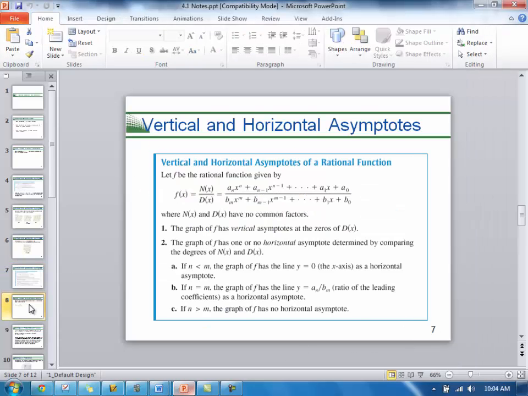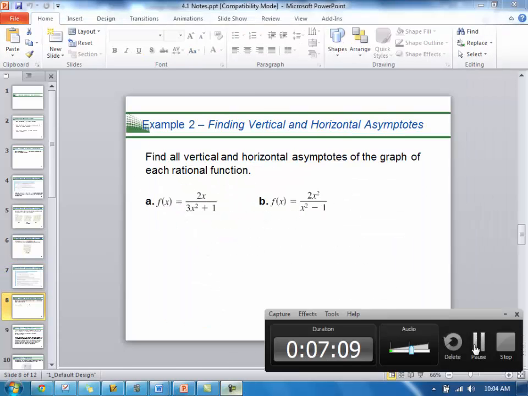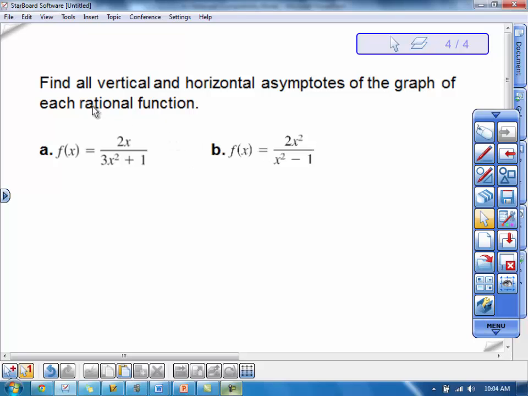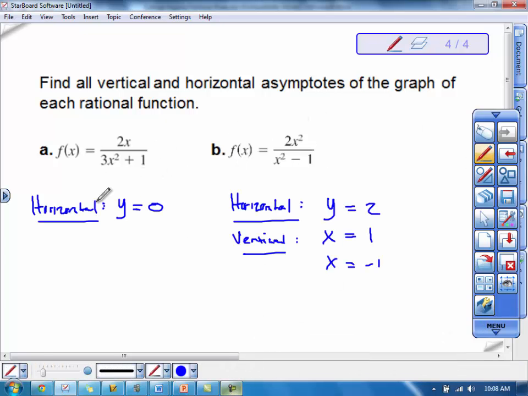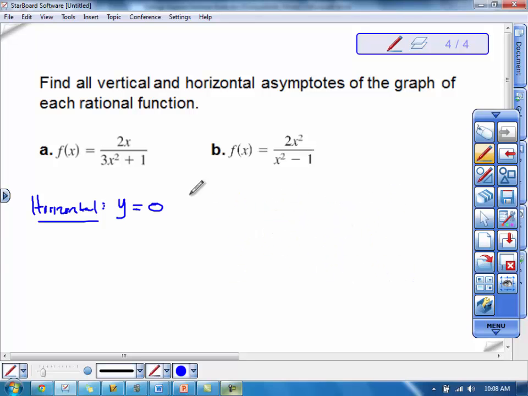All right, so let's look at an example here. I want you to pause this and try it, but I want you to find vertical and horizontal asymptotes of the graphs of both of these functions. So find any vertical and horizontal asymptotes for these. All right, you should get these answers. Let me explain. For the first one, this is 2x over 3x squared plus 1.